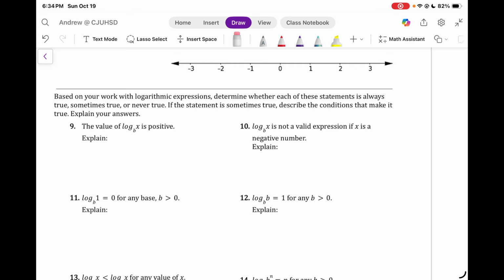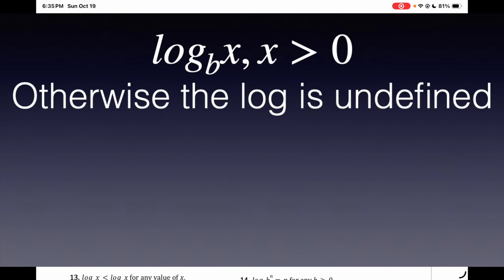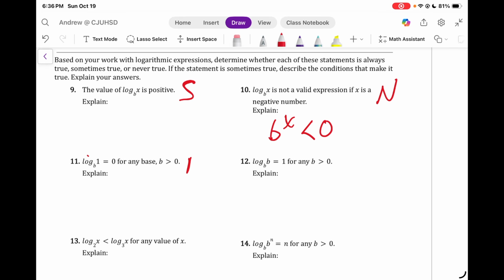The value of log base b of x is positive. Sometimes true. Logarithms can have positive, negative, and zero values, because all these types of values can be used as exponents in exponential functions. The argument really can't be negative. So this is never true. Yeah, always true.